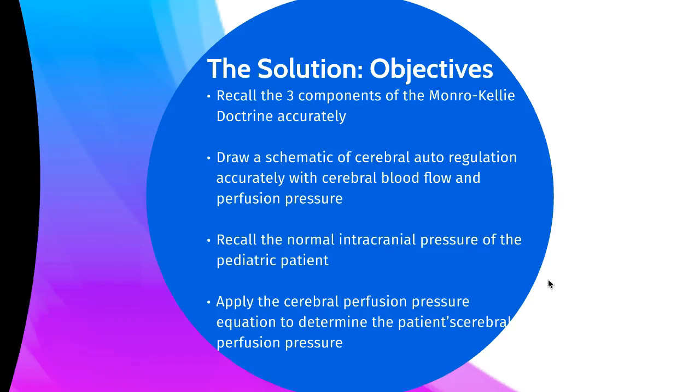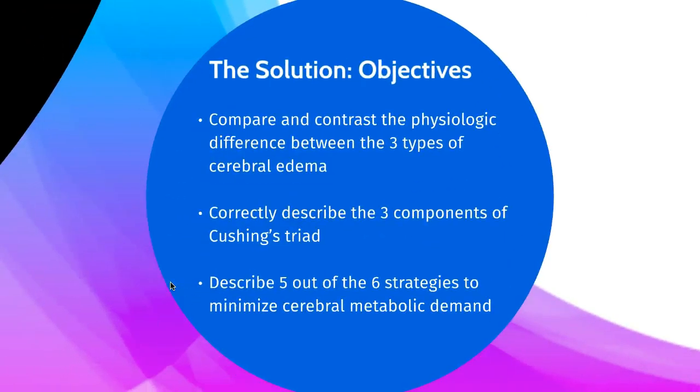I also would like you to be able to apply the cerebral perfusion pressure equation to determine the patient's cerebral perfusion pressure. In addition, I would like you to be able to compare and contrast the 3 types of cerebral edema, and then correctly describe the components of Cushing's triad. And last but not least, it's important to understand the management strategies and be able to describe at least 5 out of the 6 strategies that we utilize to minimize cerebral metabolic demand.